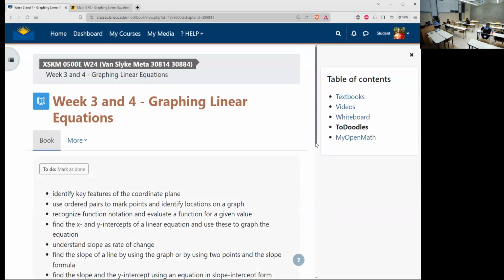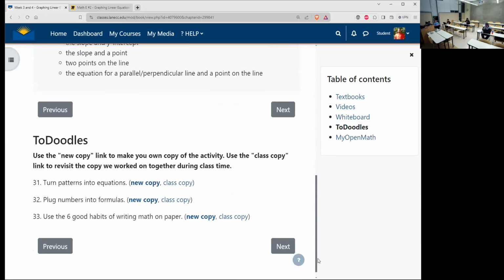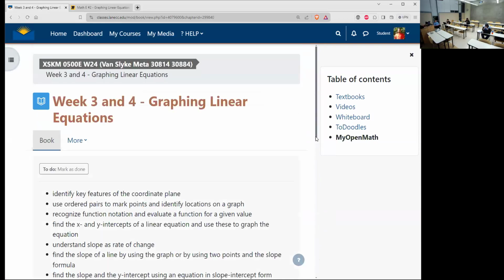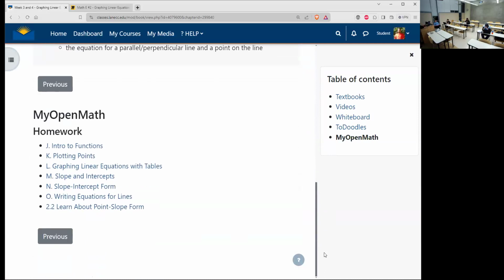To-doodles are things that we can use to explore old topics, to review foundational things. I'm not going to worry about that now. And then your homework is the My Open Math. At the moment, I have grading turned off. You can't see a summary of your My Open Math work. You can just kind of see in each one what your score is. And that's because of the way books work.